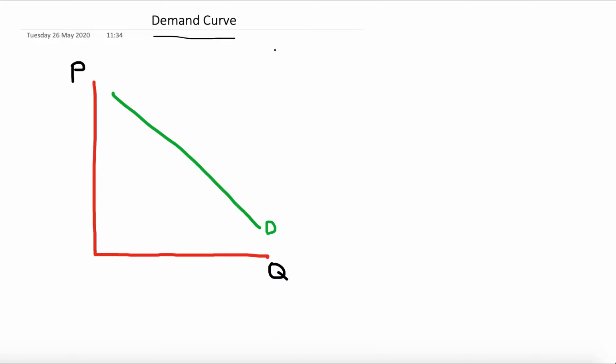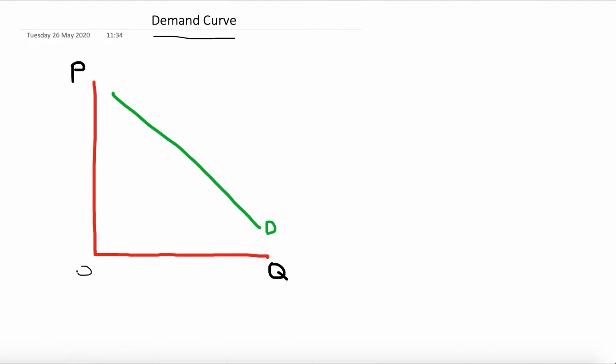Okay, so first of all, before we begin, I suppose we need to understand what the demand curve is. The demand curve shows us the quantity of a good or a service that's demanded by consumers at given price points. So it basically just graphs the relationship between price and quantity.